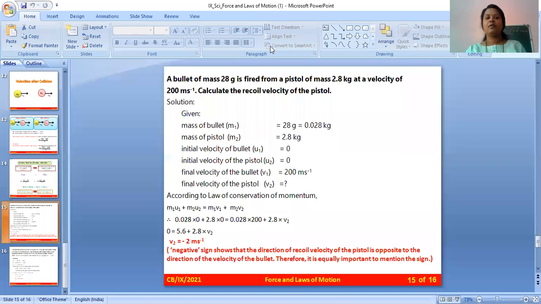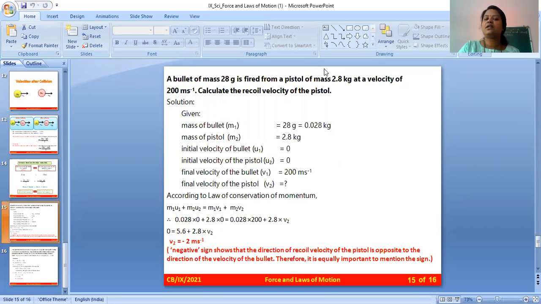Now, let us see a few numericals based on laws of motion. Here is a question: a bullet of mass 28 grams is fired from a pistol of mass 2.8 kg at a velocity of 200 meters per second. Calculate the recoil velocity of the pistol.